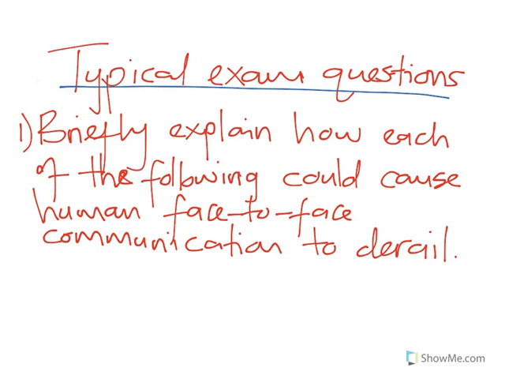Let us analyze this question. It says, briefly explain how each of the following could cause human face-to-face communication to derail. Now, what does the word derail mean? It means to have an obstacle. In other words, to derail, like to derail a train, means the train could not arrive at the expected time. It derailed, meaning it was delayed in arriving as specified or as expected. So in communication also, you can discover that communication can be delayed due to certain reasons.